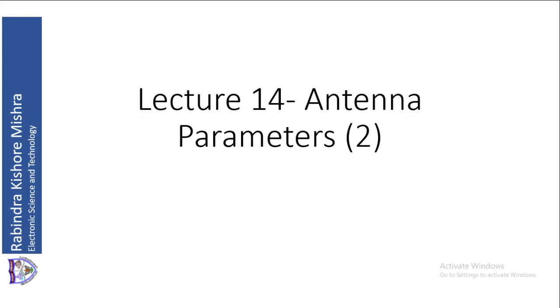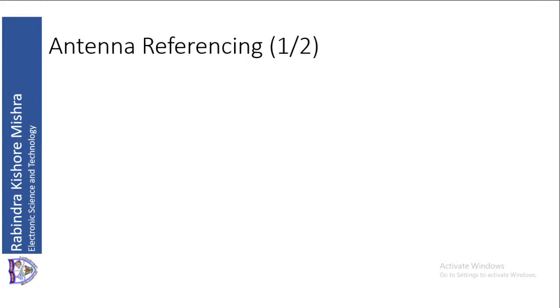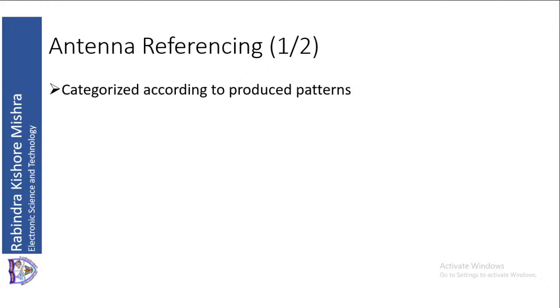Now, in terms of the radiation pattern, we can reference an antenna, or categorize an antenna, in terms of its radiation pattern. When we do this, we call it antenna referencing, referencing the antenna with respect to its radiation pattern. So we will categorize the antenna according to the radiation produced by the antenna.